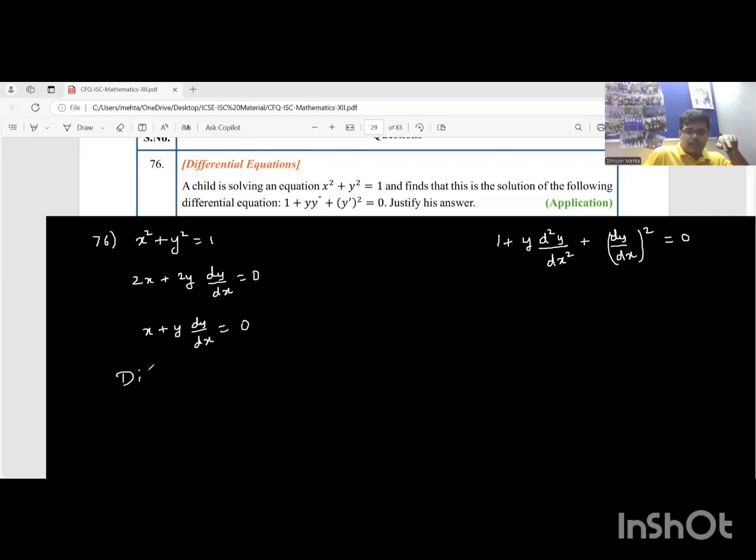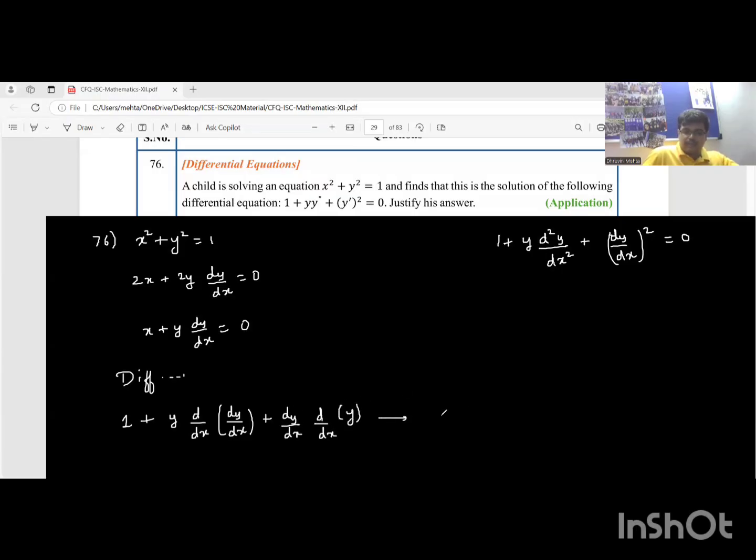For the second derivative, we'll now again differentiate this. Derivative of x is 1. Do you understand, students? Derivative of this is by the UV rule of derivative. So it will be y into the derivative of dy by dx, and we'll now keep dy by dx out and it will be the derivative of y.